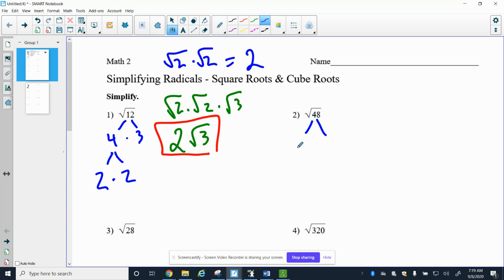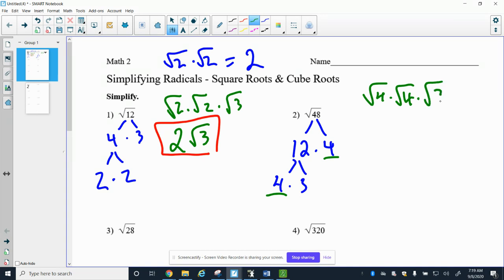More, so 48, maybe we go 12 and 4. Now we could keep going. We break down 12, maybe into 4 and 3. From here we should see two pairs, right? We have a 4, we have a 4. So really what we have is root 4 times root 4 times root 3 left over. Root 4 times root 4, that's just 4 root 3.